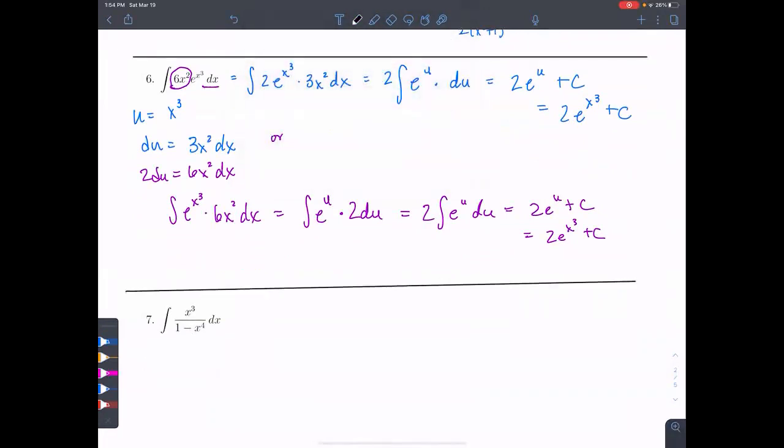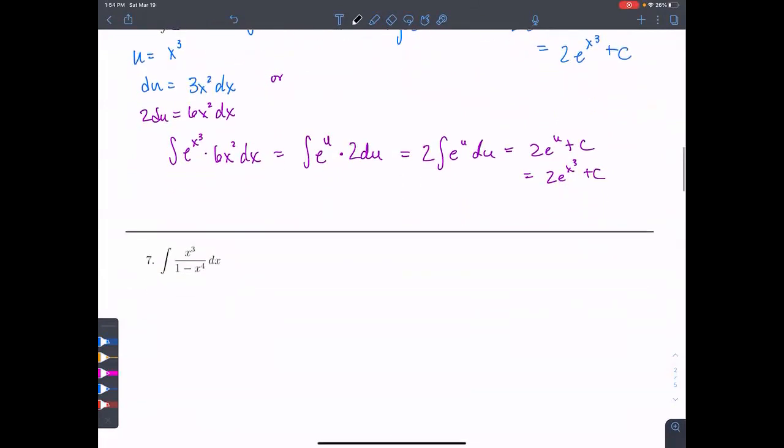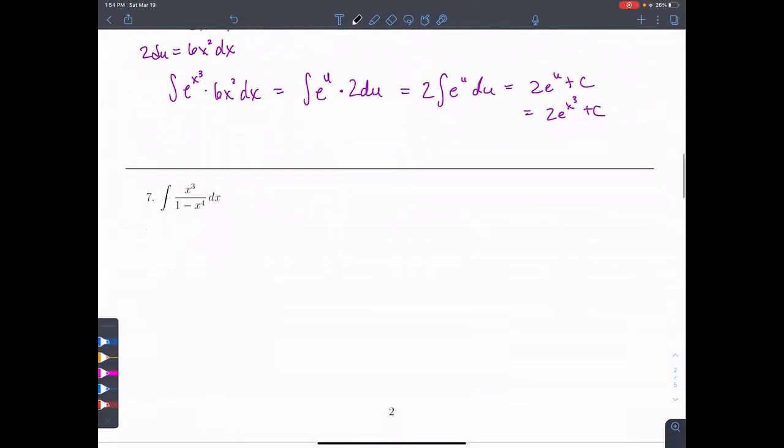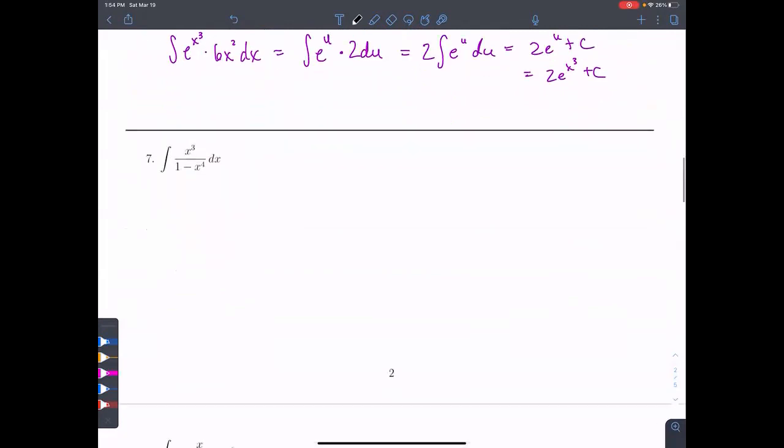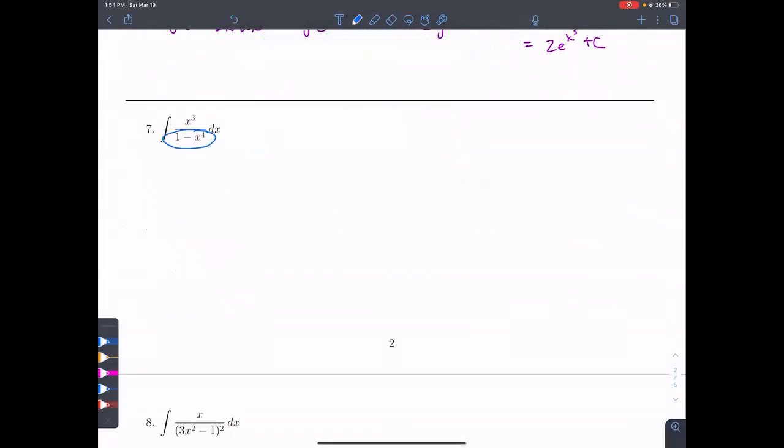Work with what you have and rearrange it, or work outside of the equation to get what you actually have outside of the integral. So number 7, we have the integral of x cubed over 1 minus x to the 4th. So this is my inside function u. U is going to be 1 minus x to the 4th.